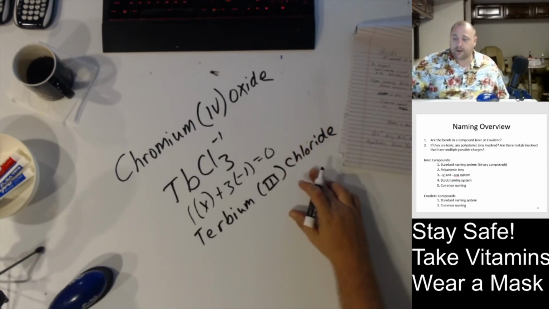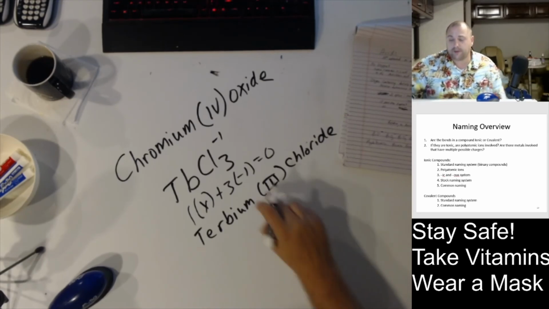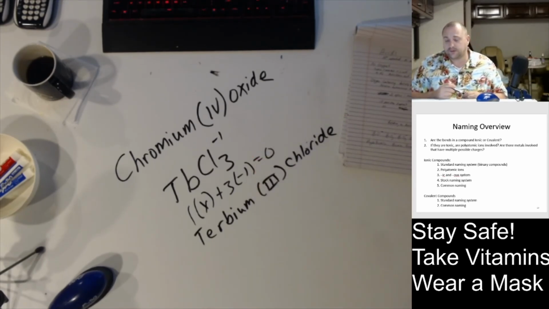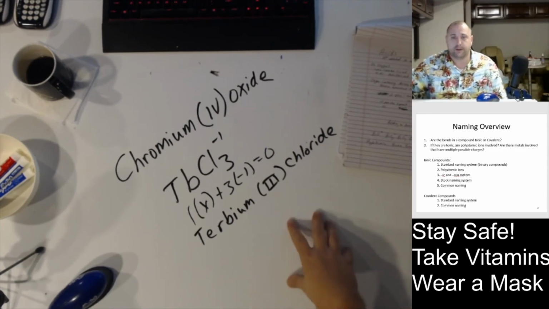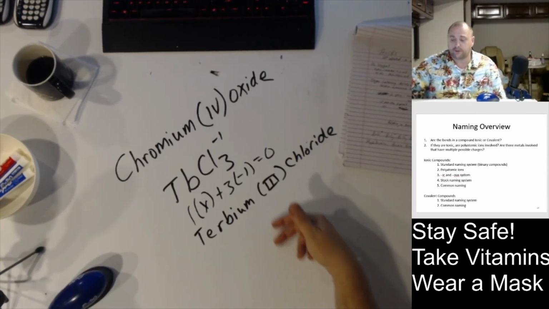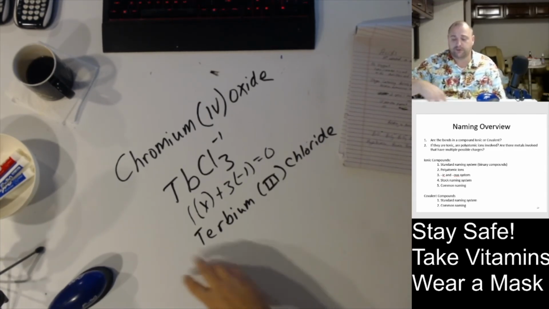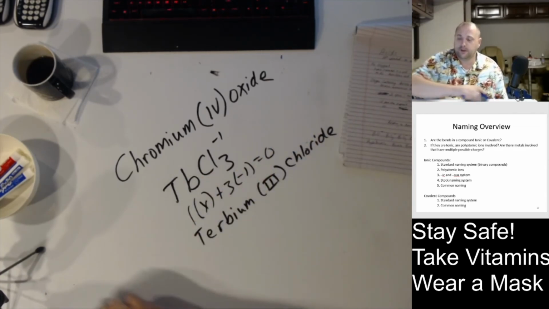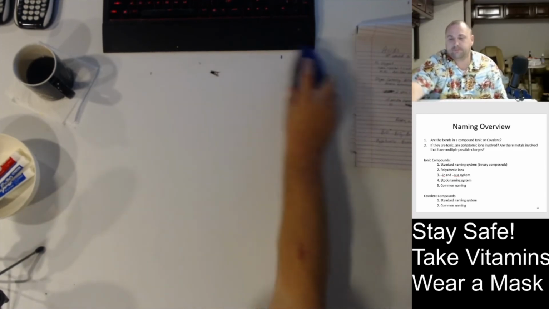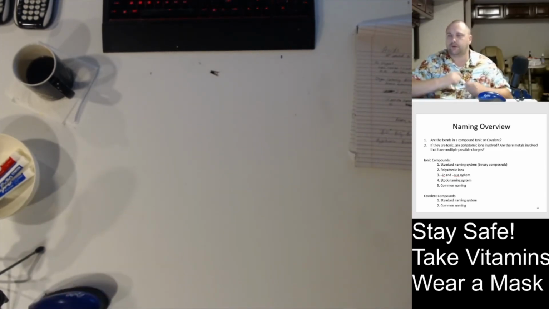And I had to use the stock system because I don't have enough information for the -ic and the -ous system. I have no idea if this is terbic chloride or terbous chloride, because there's no note. Maybe if I wanted you to use that, I'd give you the note. Now be careful. Sometimes I'll give you the note, but we're still going to use the stock system. Those are interchangeable. But that's the checklist you kind of have to run through.